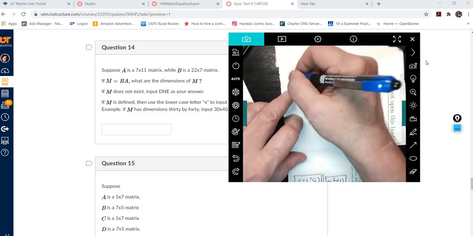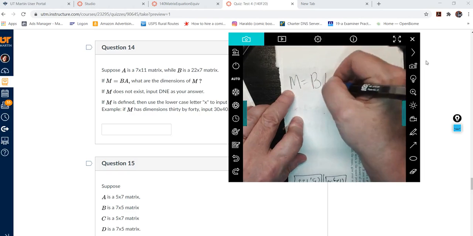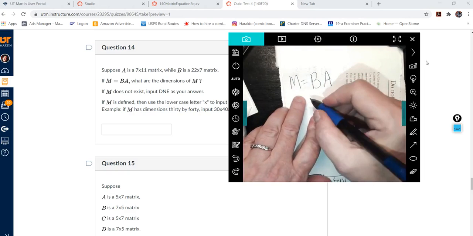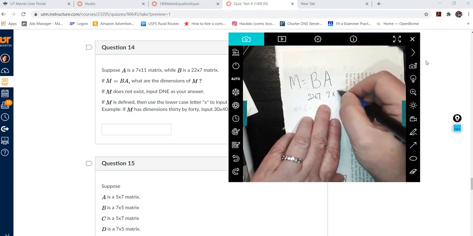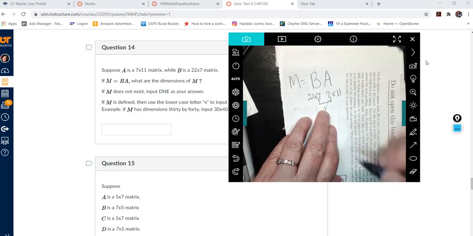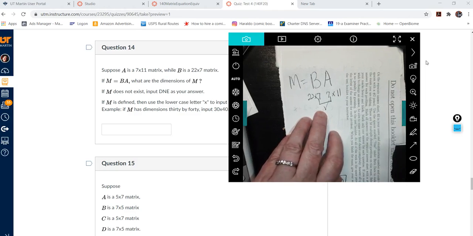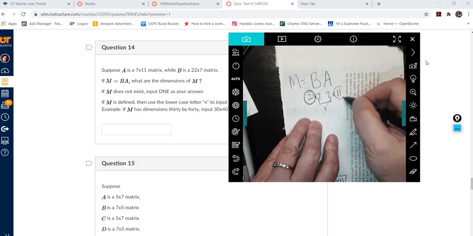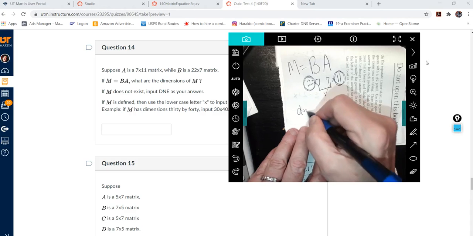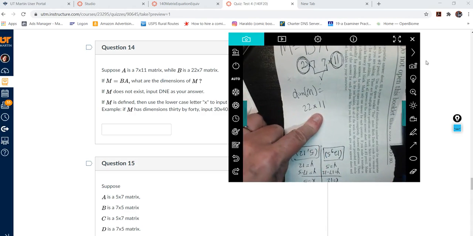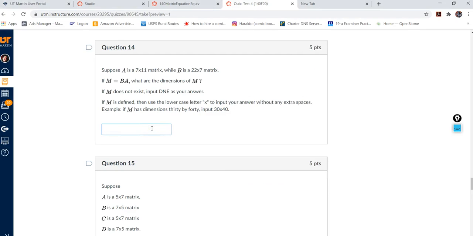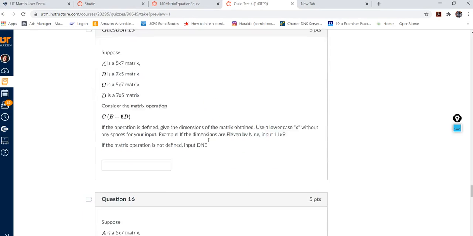M is equal to B times A. Okay, and what do they say B is? B is a 22 by 7, and A is a 7 by 11. I look at the inside numbers, and they're the same, so this will exist. Now, what kind of matrix will it be? It'll be a 22 by 11. So the dimensions of M are 22 by 11. And the only thing that we're supposed to write are the dimensions, 22 by 11. And use the lowercase x. So that's all we're to put in there.